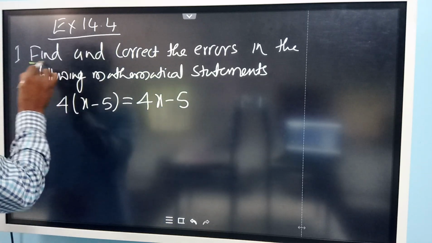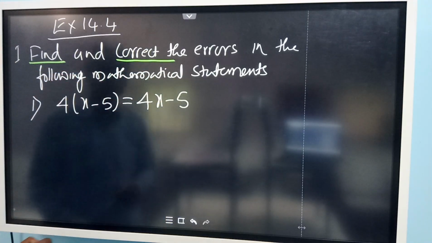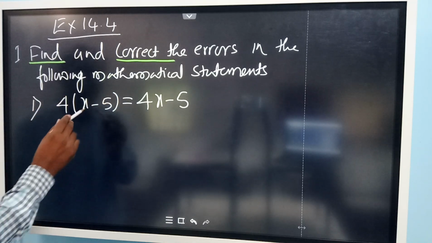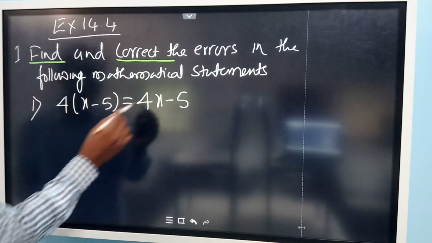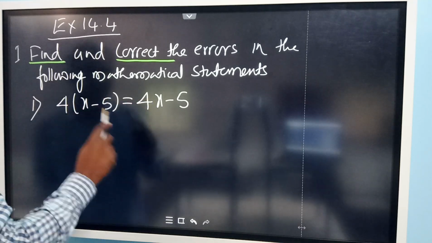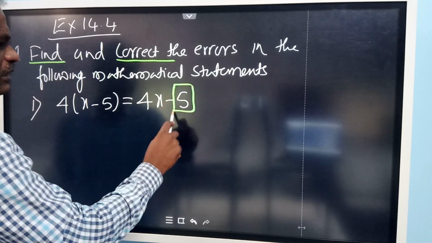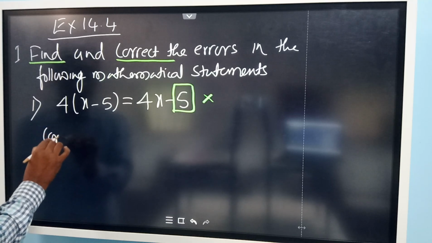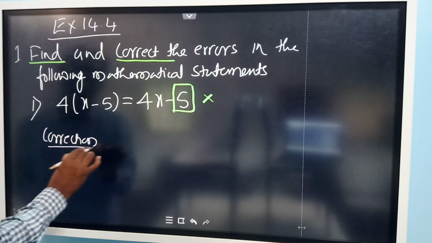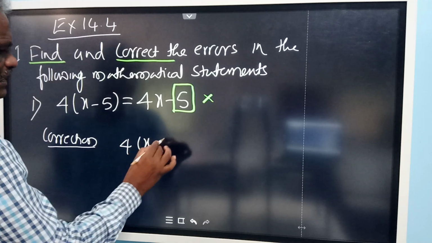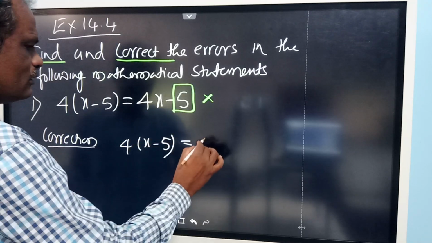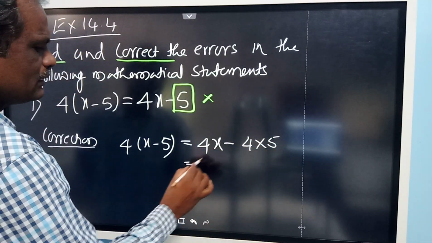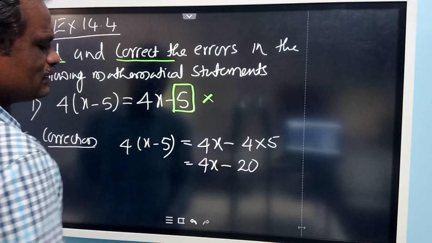So first question here, you have to find out the error and also you have to correct the error in the expression. So now here on the left hand side you see 4 should be multiplied to both x and 5, but here it is multiplied only to 4x, not to the 5. So this is wrong. So now the correct method. 4 into (x minus 5) should be multiplied to both: 4x minus 4 into 5. So that is 4x minus 20.